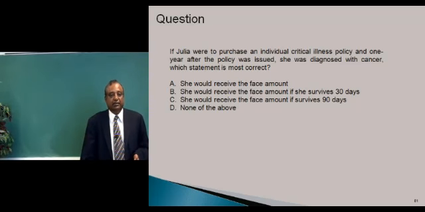Here the answer is B. She would receive the face amount if she survives 30 days.